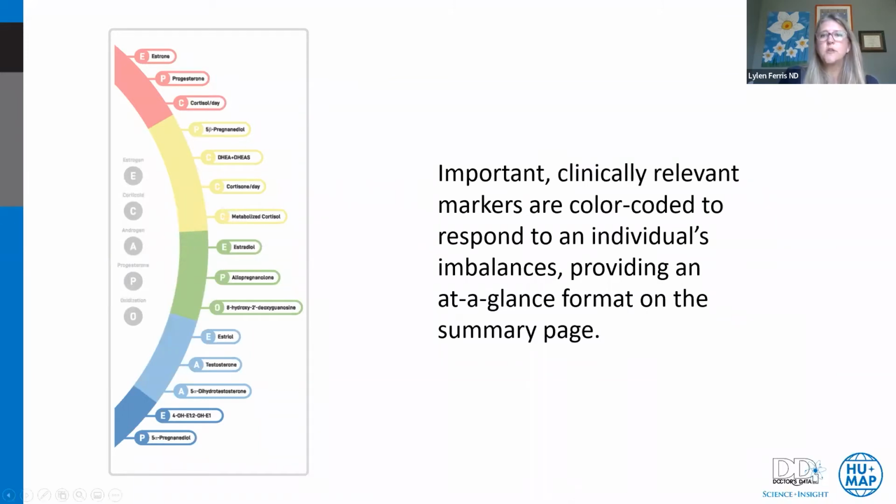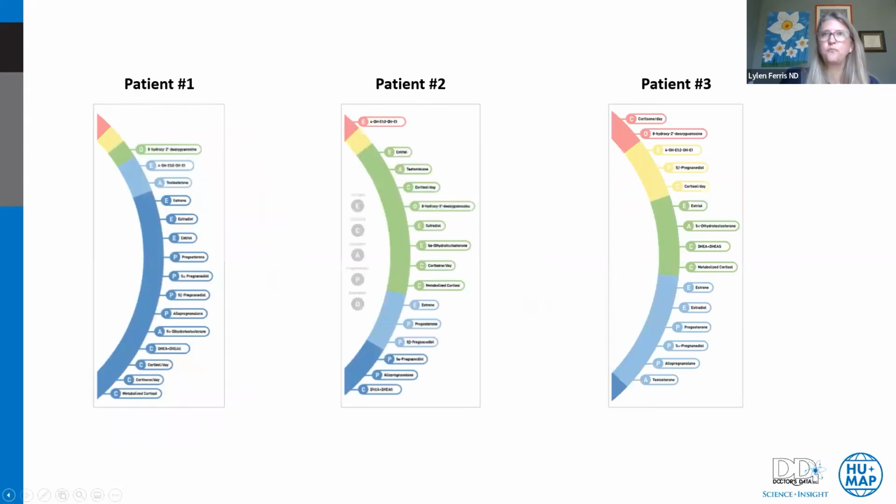You can also see that there is a little letter next to each analyte, an O, an E, an A. Now these correspond to the neighborhood in which these markers belong. So this is a reminder of the section of the report that you can flip to get more information on these analytes. Now here you can see how the same 15 analytes are populating differently based on 3 different patients' individual imbalances.